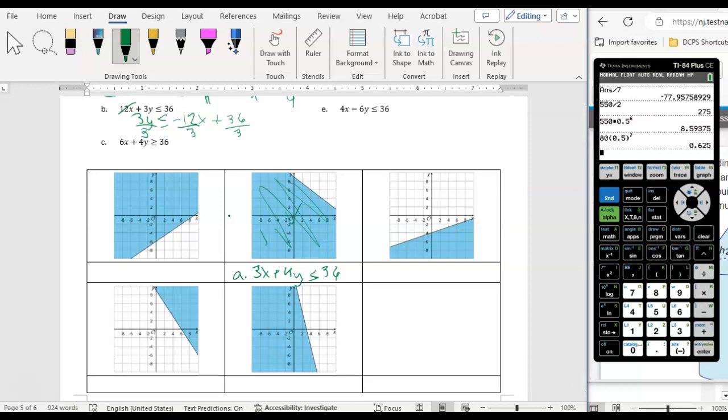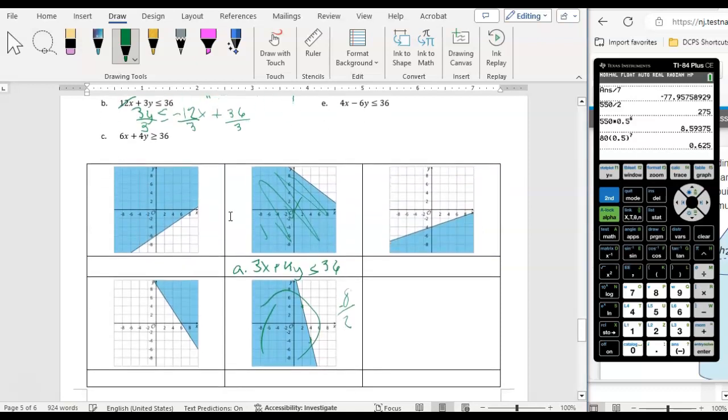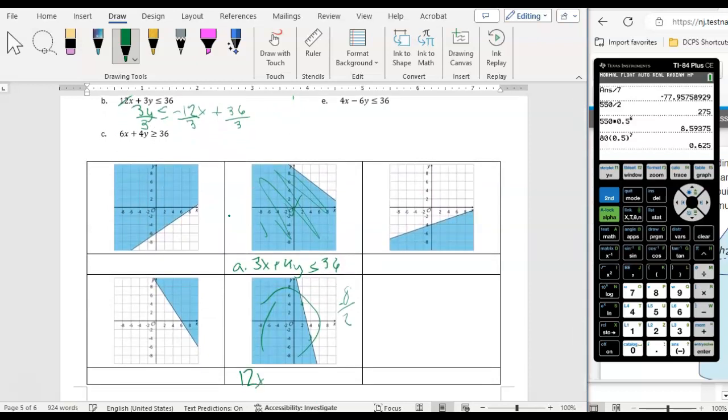The only one that suits that is here, right? If we were to look at, let's choose this spot on the line and then choose another spot down here. We're going down 2, 4, 6, 8, and over 2. 8 over 2 is the same as negative 4. So this slope works out well here and also fits the criteria. So this one is 12x plus 3y is less than or equal to 36.